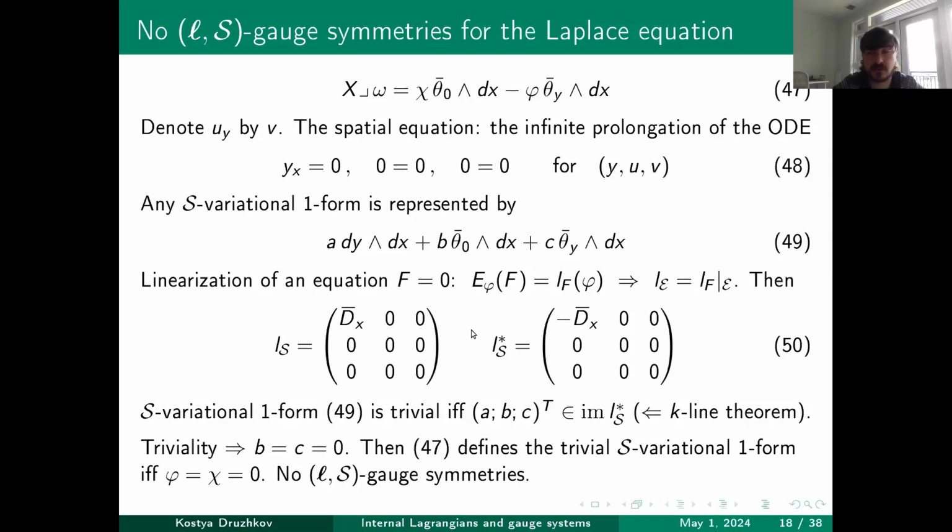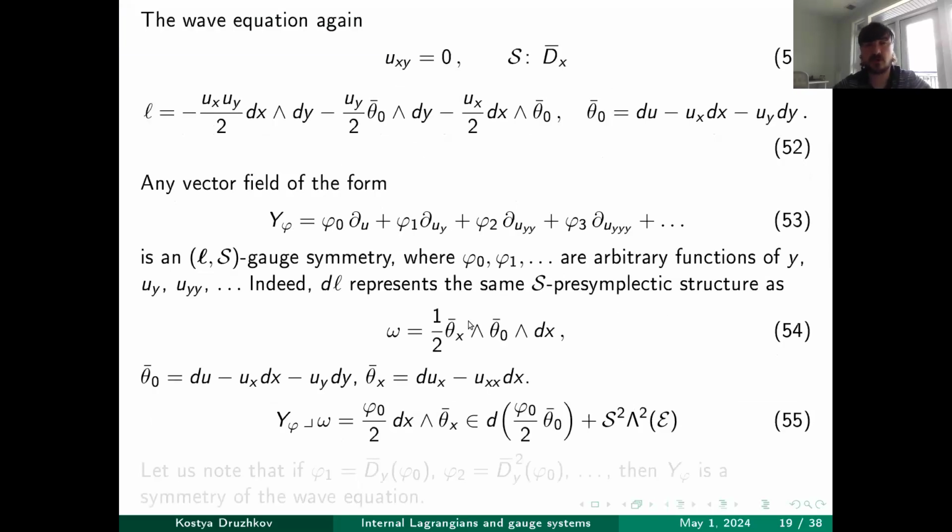Okay, this is a good example, a simple example. But what about the wave equation, our monster? So let's consider the wave equation again. Here we have just the wave equation, and the corresponding spatial distribution is spanned by the total derivative with respect to x.